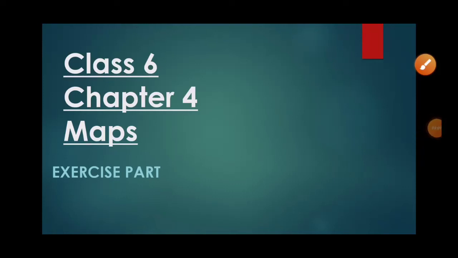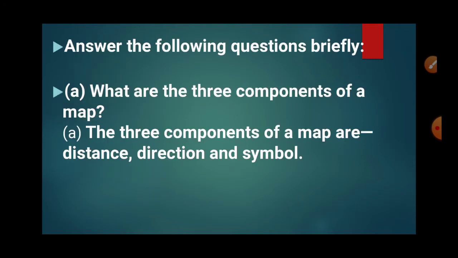Welcome students. As our chapter is completed, let's go through the exercise part. We'll start with "Answer the following questions briefly." What is the first question? What are the three components of a map? They are distance, direction and symbol.